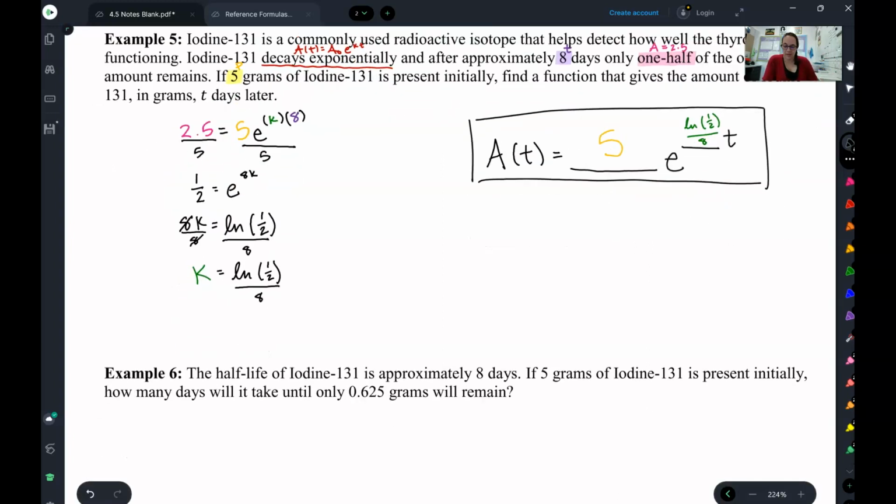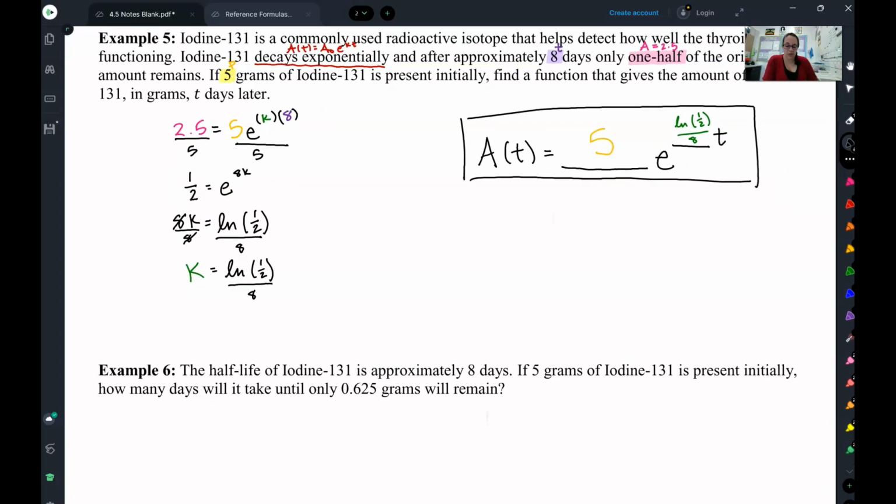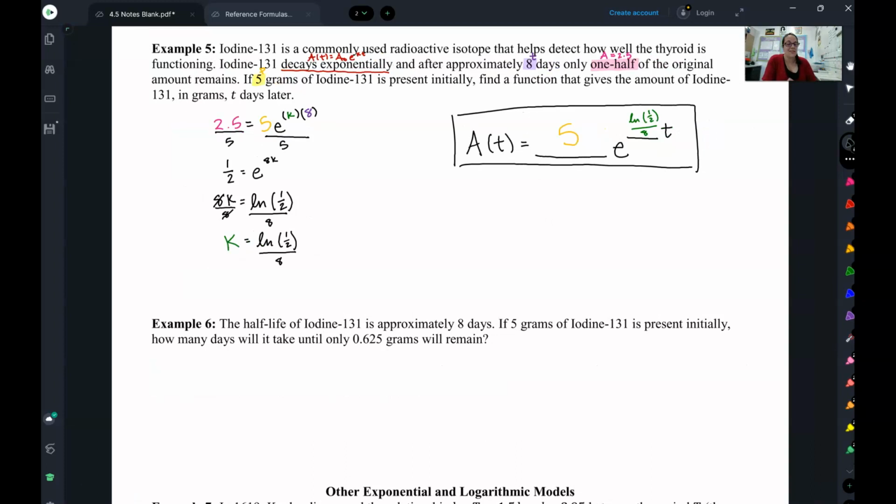So I carry that whole thing over to here and that is my final answer for my general formula that works for any t. Now the nice thing about example 6 is I am actually going to use this formula because example 6 is still about iodine-131 and it still has the same P of 5. So notice all the things that were given are still the same. So I'm going to use the same equation that I just found, with the same k. And let's finish reading the problem.